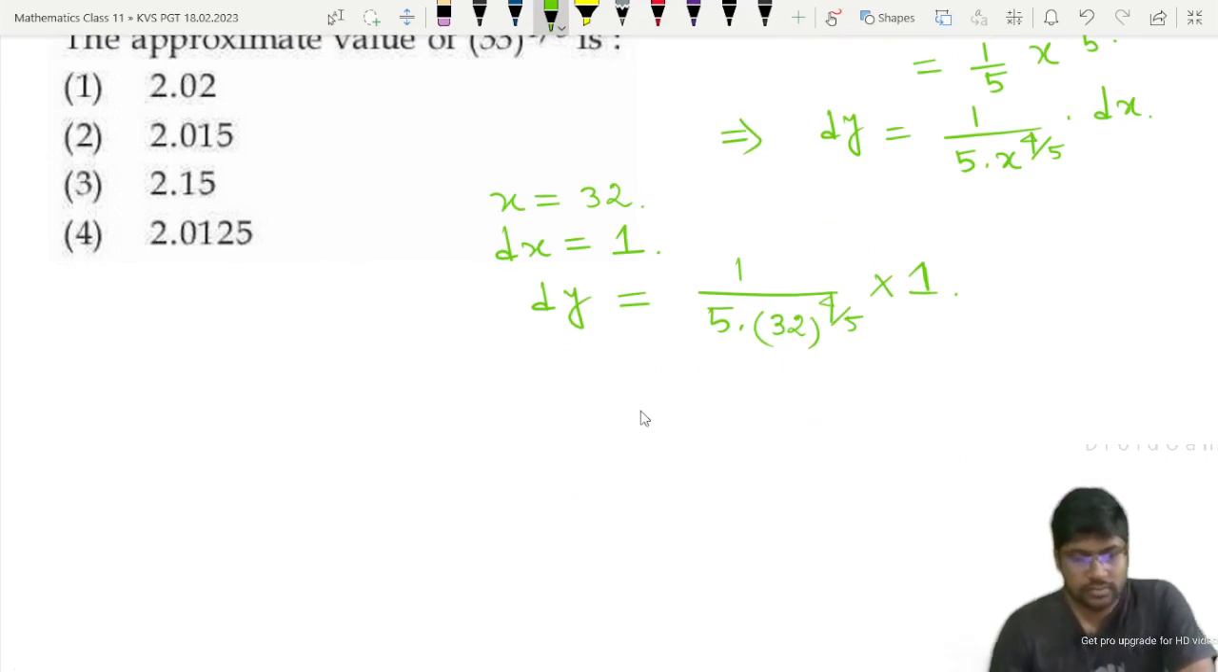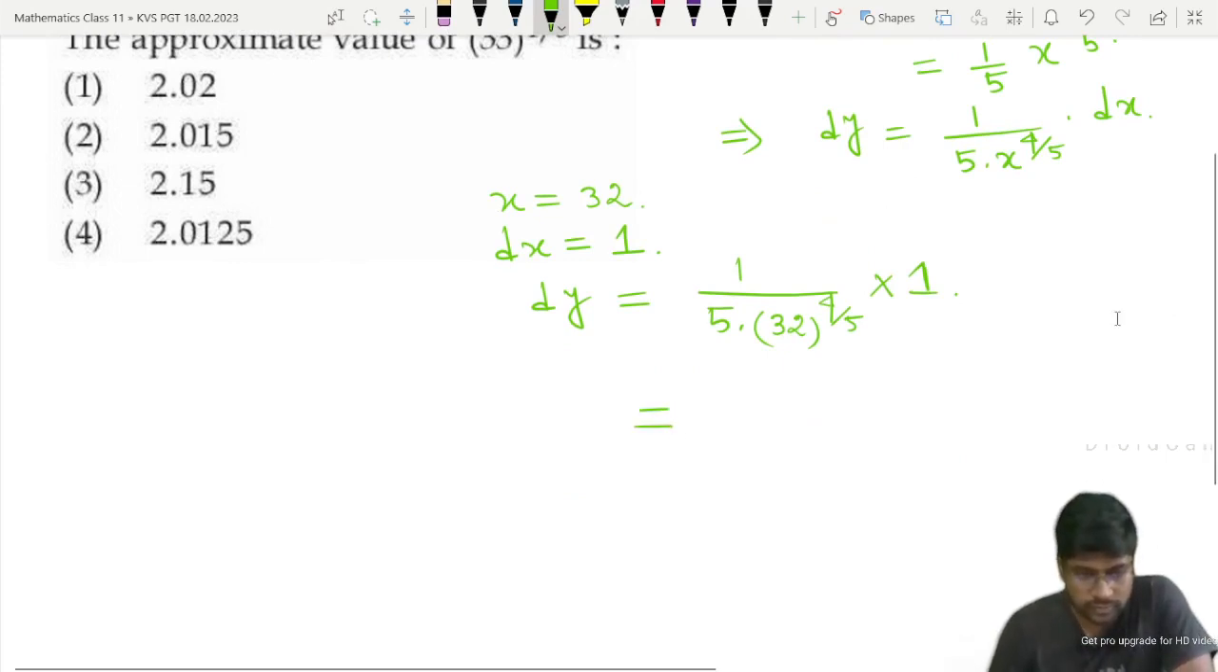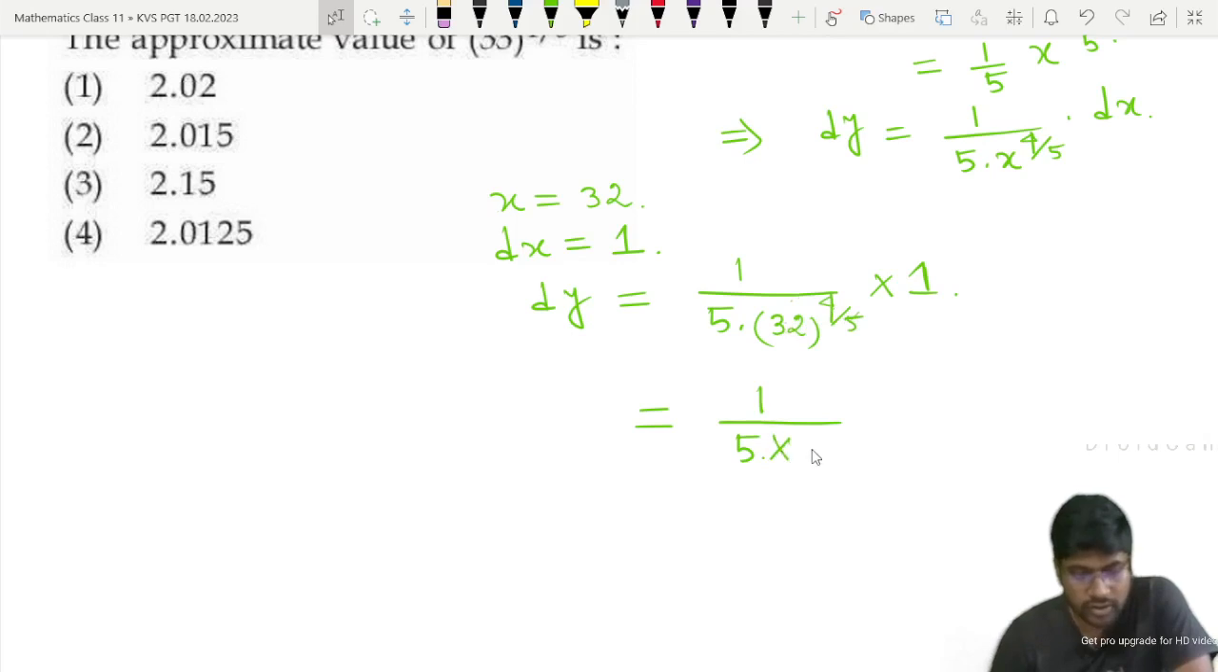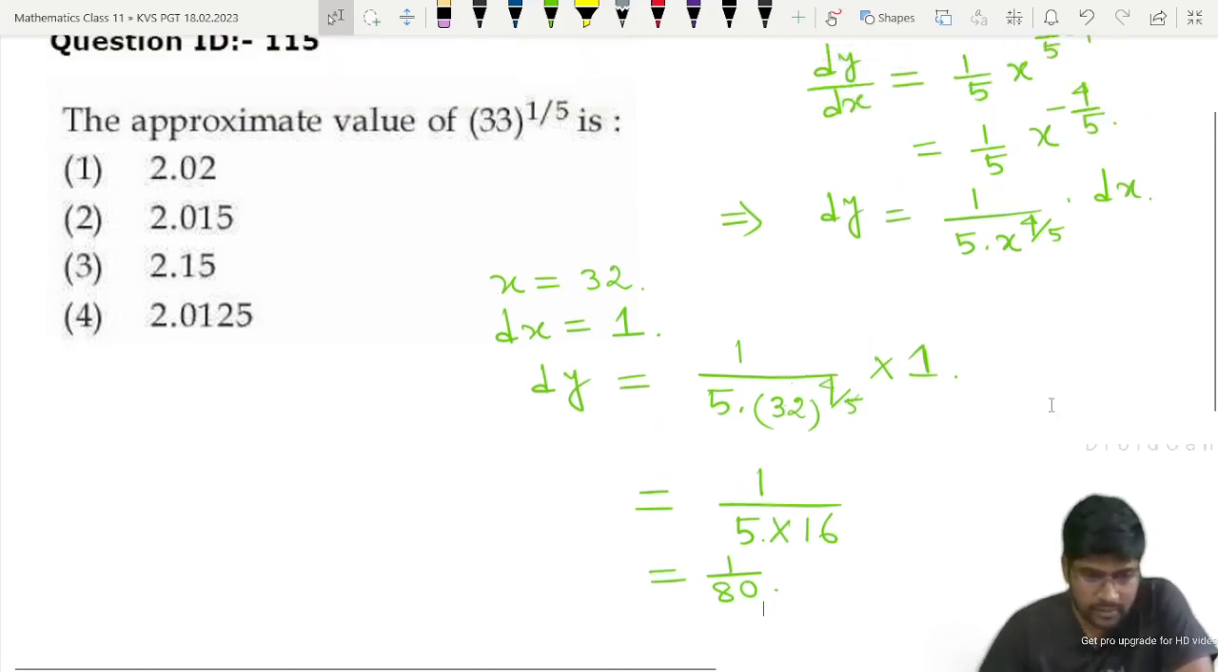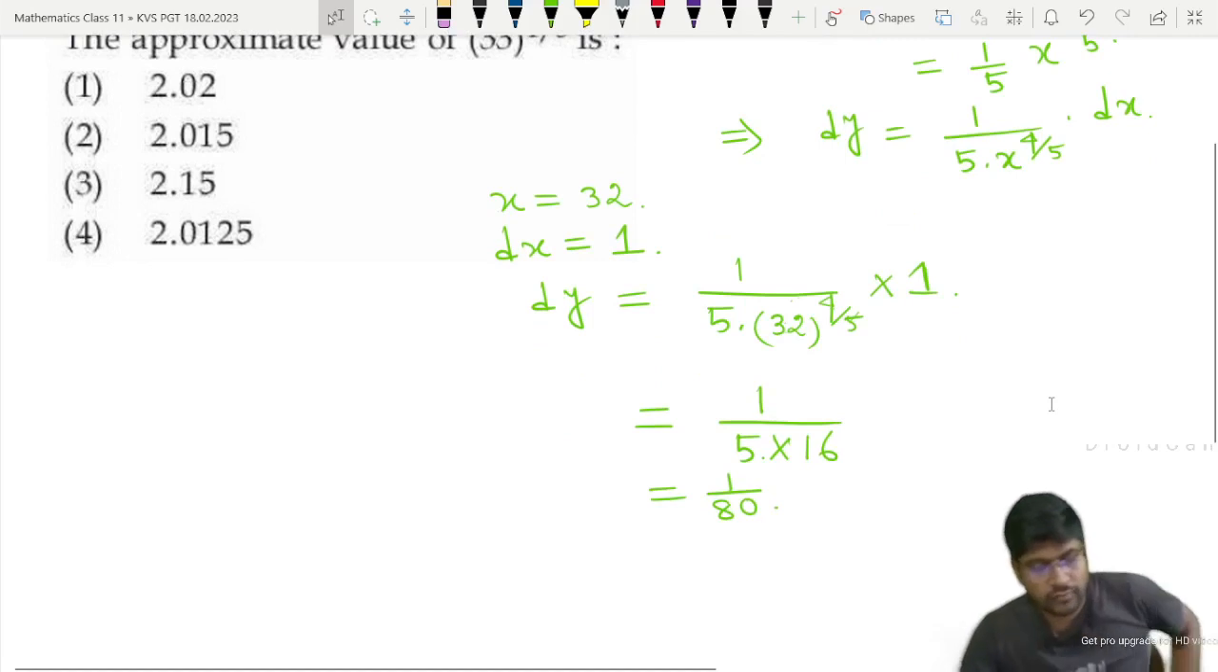So we have to do a little calculation. 1 divided by 5 into, 32 means 2 to the power 5. So the 5 will be cancelled and we will get 2 to the power 4. Now 2 to the power 4 is 16. So this is equal to 1 by 80. So what is the value of 1 by 80?